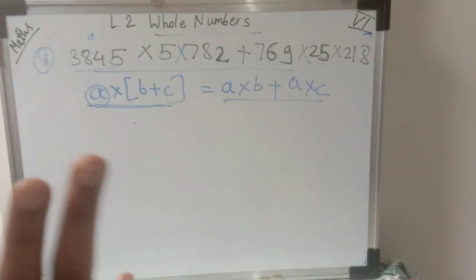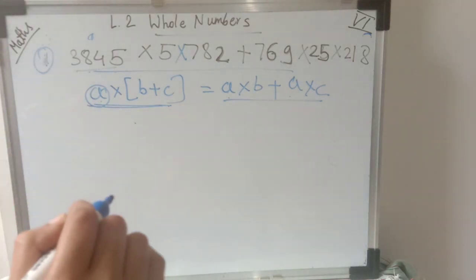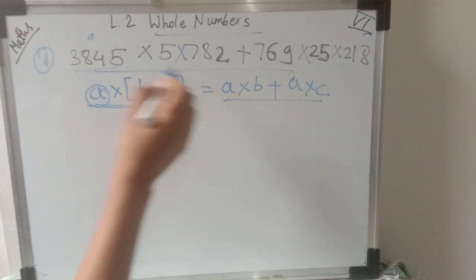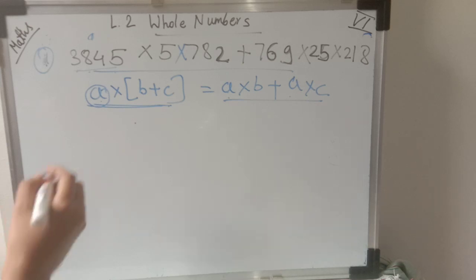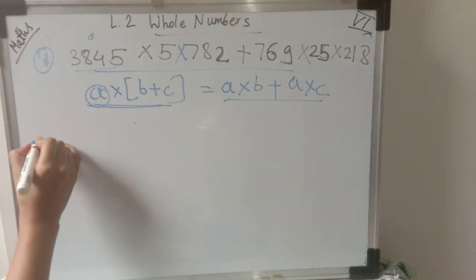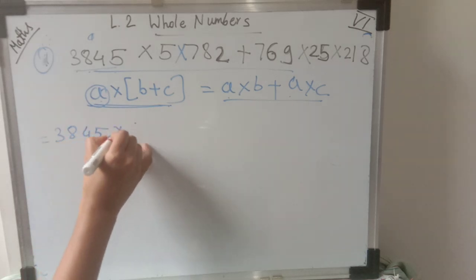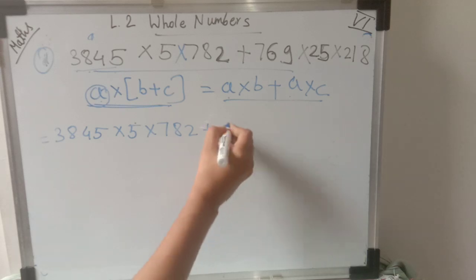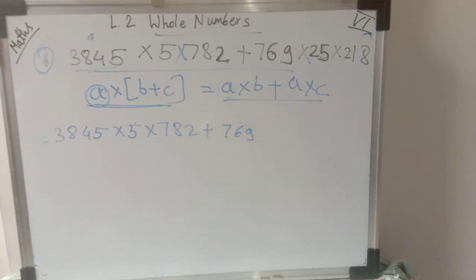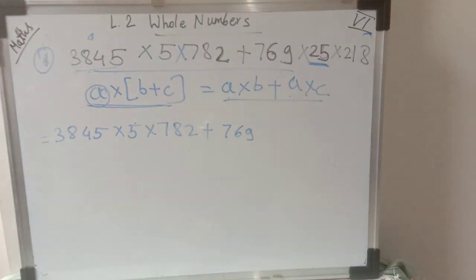बार नहीं है. Okay, so that's why what we have to do is we have to get the A 2 times, we have to do the changes. So here what we will do here, so we'll write 3845 multiplied by 5 multiplied by 782 plus 769. अब हम क्या करेंगे, what we will do here, 25.